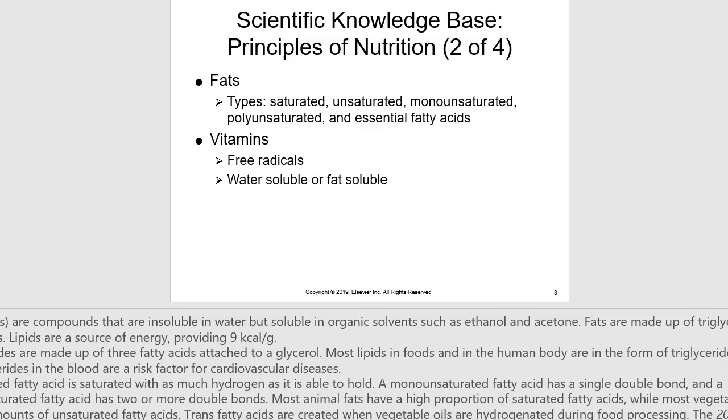We do need those fats for helping blood clotting, to help our joints be lubricated, our immune system. So we do need fat in our diet. I did put vitamins in with fats on the same slide because we have some different types of vitamins, water soluble or fat soluble. And water soluble vitamins are B and C, and we need those vitamins. B is very important for our nervous system.